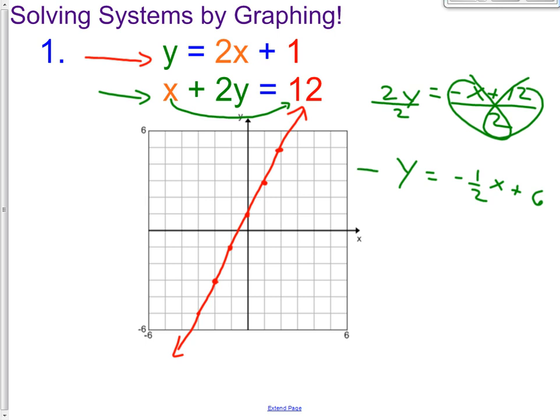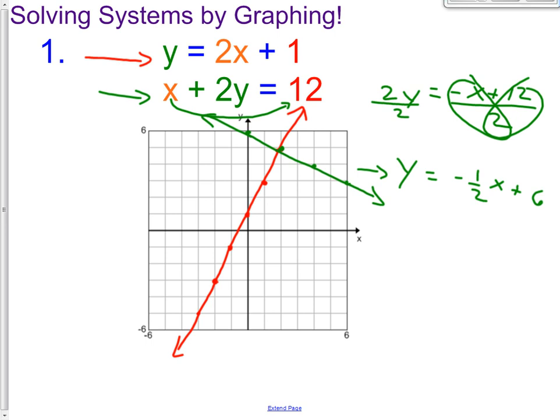So now graphing this line, we have a y-intercept of 6 and a slope of, let's see here, 1, 2, 3, 4, 5, 6, and a slope of down 1 over 2. Down 1 over 2, down 1 over 2. So we have a line that now looks like this.